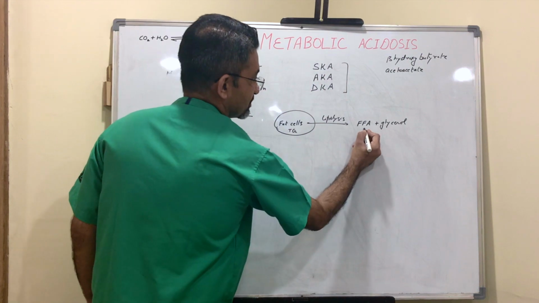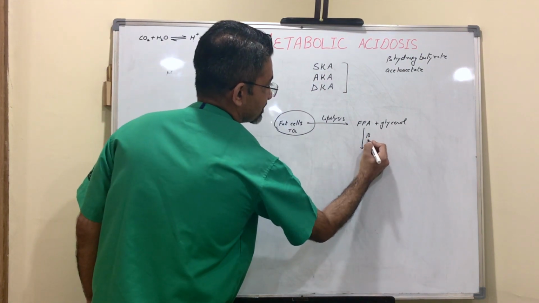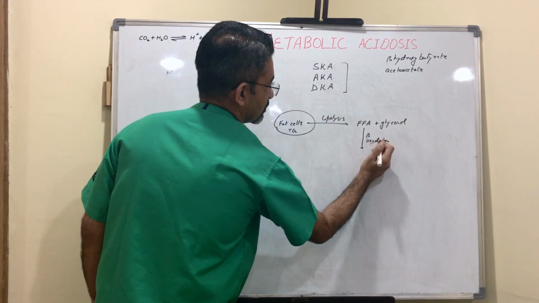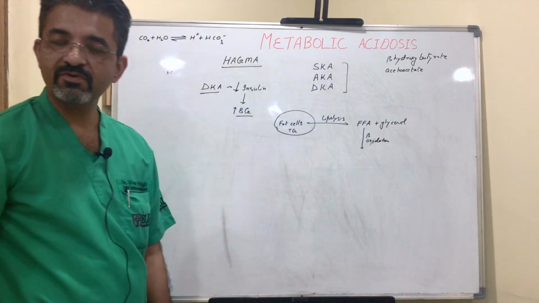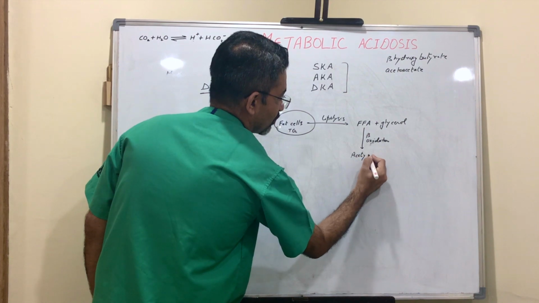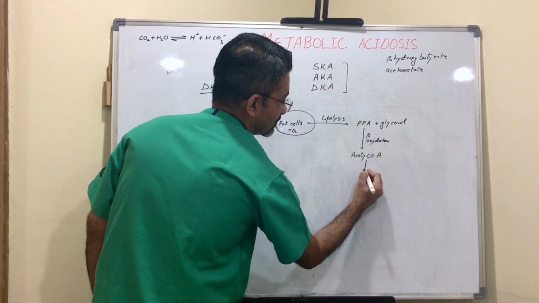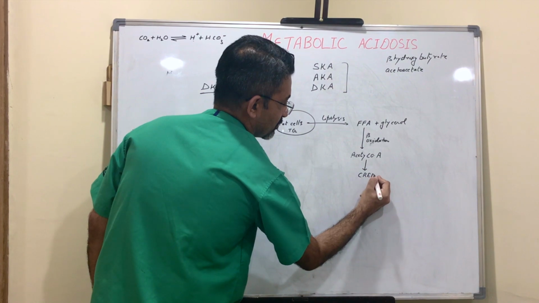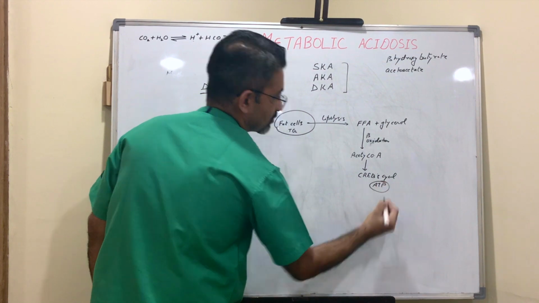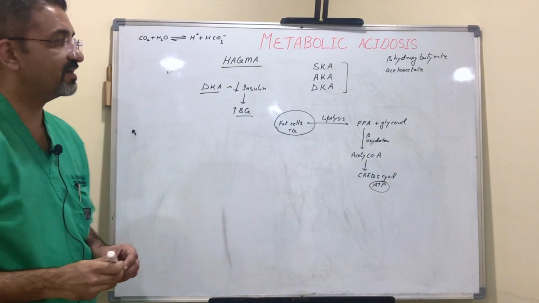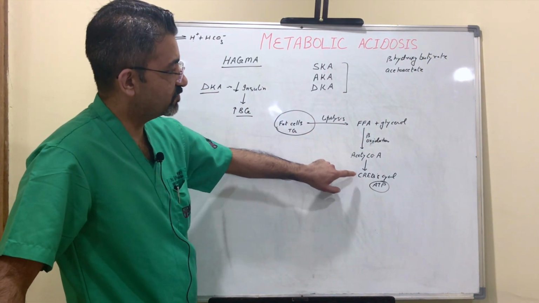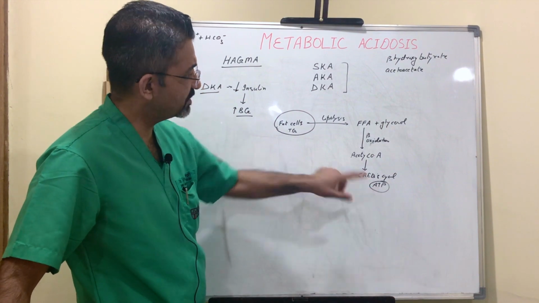These free fatty acids will undergo beta oxidation, right? It will go into beta oxidation and form acetyl coenzyme A, which goes into your Krebs cycle and produces ATP. So the body is utilizing free fatty acids, and free fatty acids are converted into acetyl coenzyme A, which goes into your Krebs cycle and produces ATP.